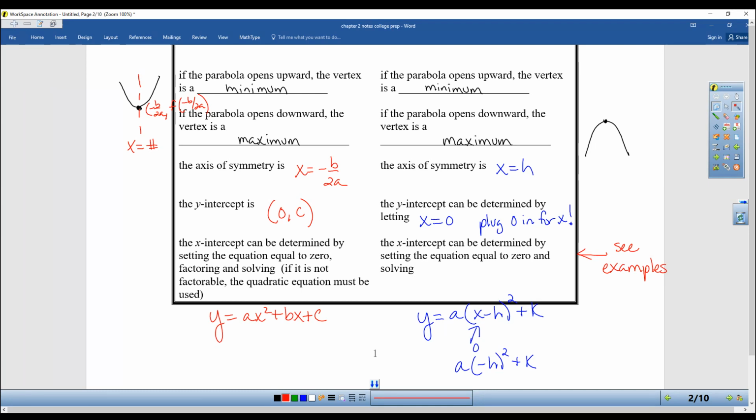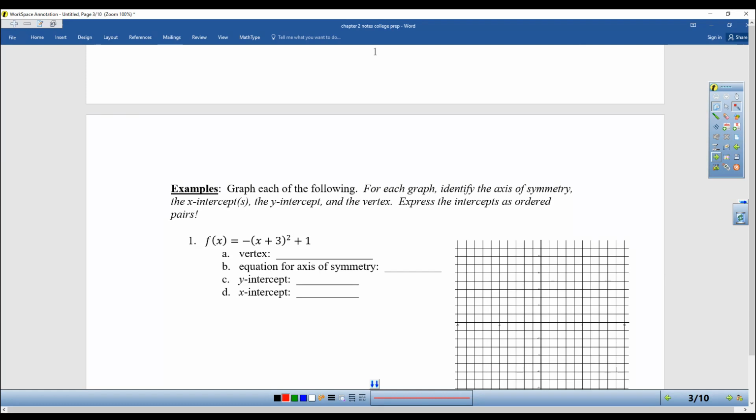Hopefully what you can see on this chart is that the two forms are practically identical. Every answer was practically identical. The biggest difference was really just in the vertex. All right, we're going to do a bunch of examples, and hopefully you will get this.